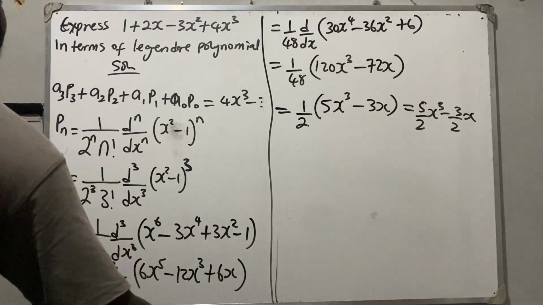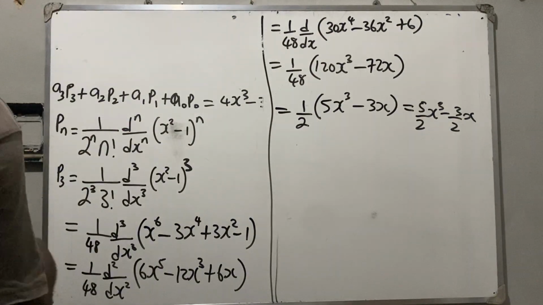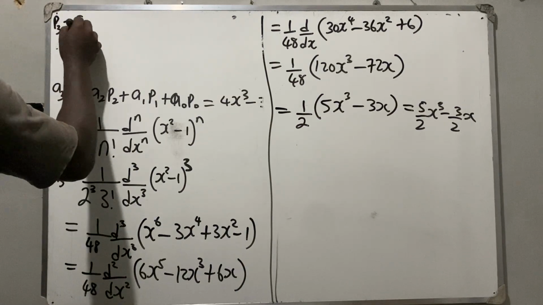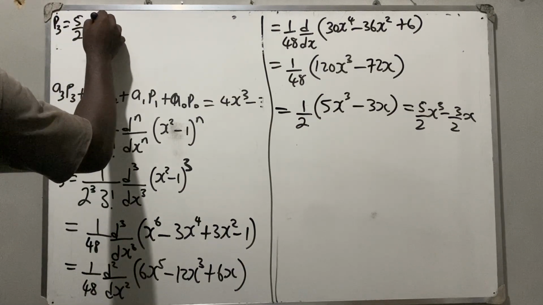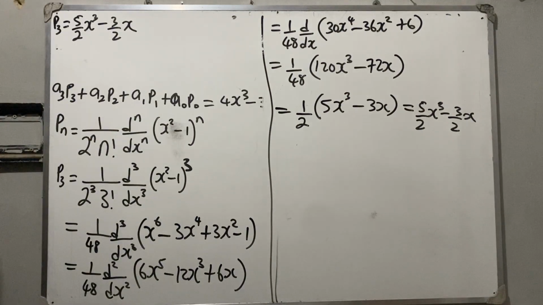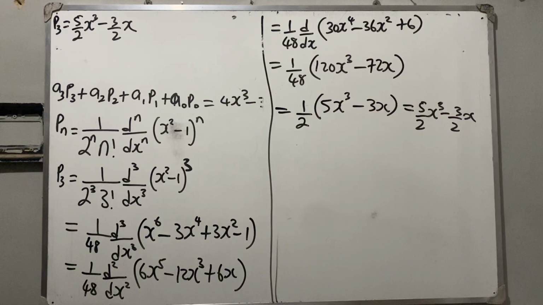So permit me to clean my equation so that I can be writing all my P's that I got. So my P3, I have gotten it as 5 over 2 x raised to power 3 minus 3 over 2 x. Okay, so now let us work for P2. For us to work for P2, we're going to have, so what did we get? Okay, 1 over 2, where is our P3?